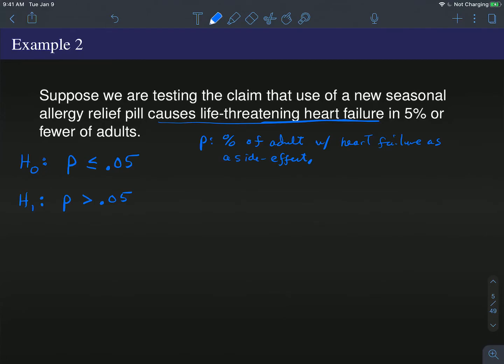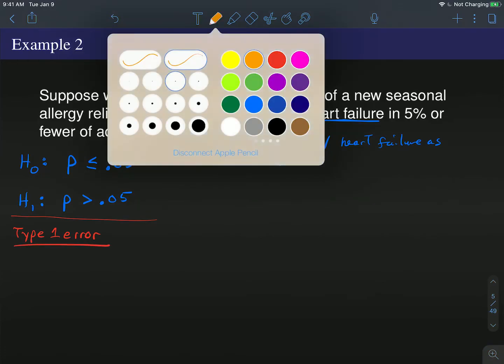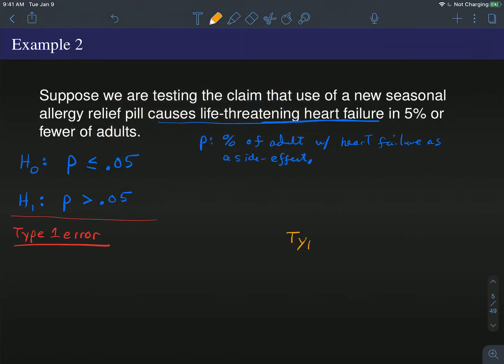Now what I want you to do next is pause the video and then write out what the two possible mistakes would be. For example, what is a type 1 error for this particular hypothesis test, and what is the type 2 error for this particular hypothesis test. And after you finish writing this out, I want you to come to a decision. Which one is more important to avoid?